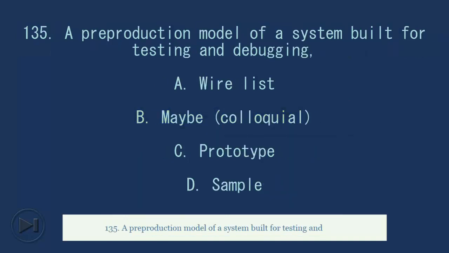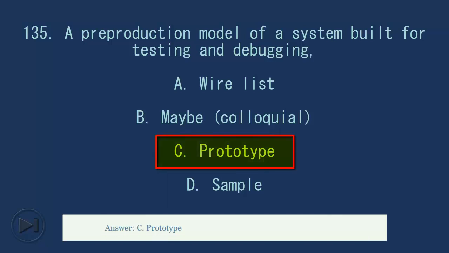135. A pre-production model of a system built for testing and debugging. A. Wire list. B. Maybe, colloquial. C. Prototype. D. Sample. Answer: C. Prototype.